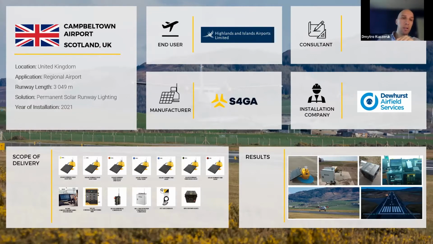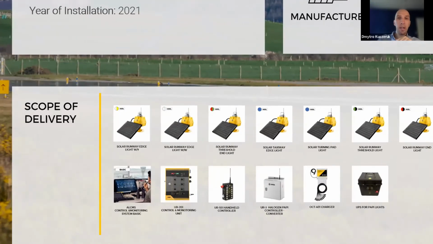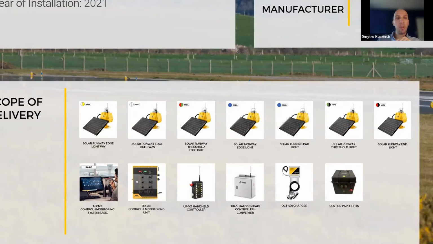The scope of the project, you can see right here. We have provided this airport with all types of runway lights, including edge, threshold, and also taxiway edge lights that are installed on the taxiways and on the turn paths. The system is equipped with individual light monitoring and remote control, executed with the help of software on a touchscreen monitor installed in the ATC tower.